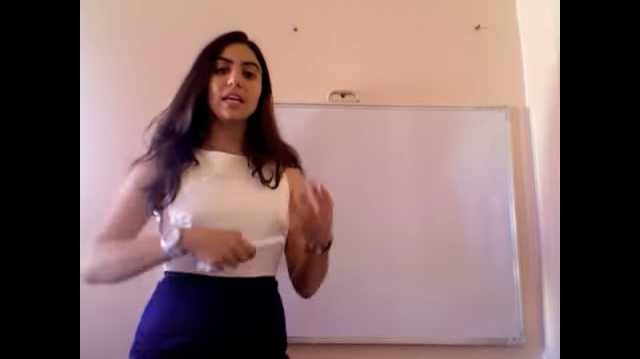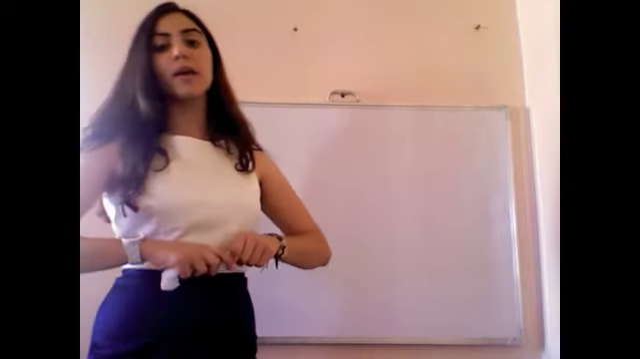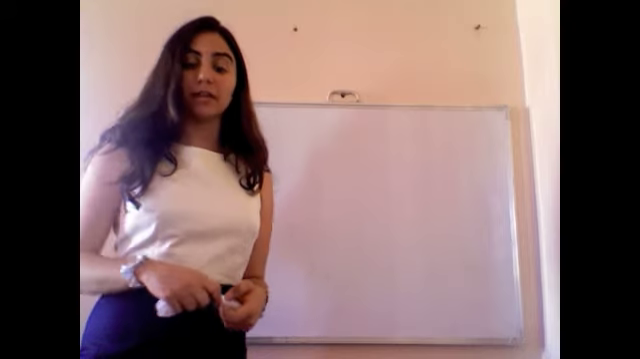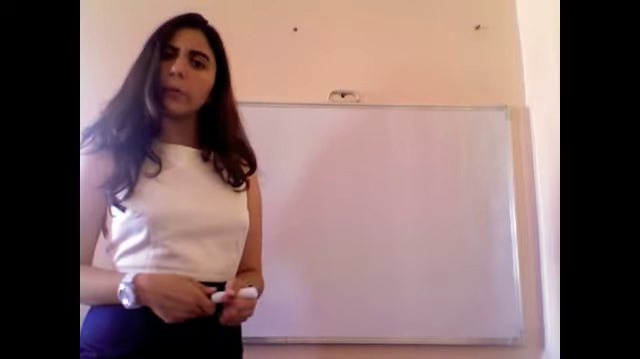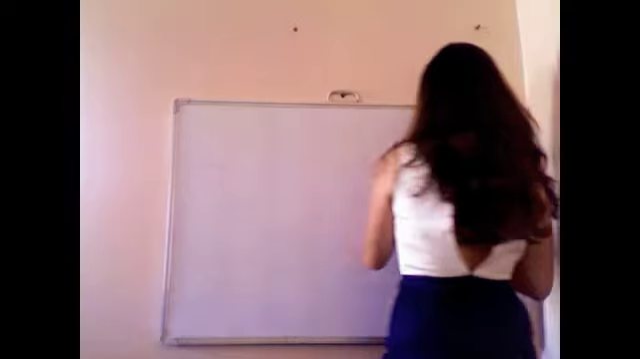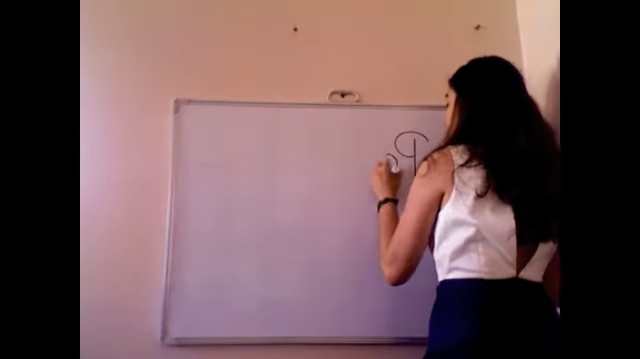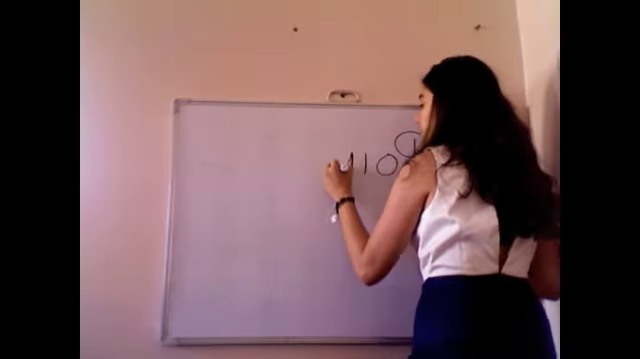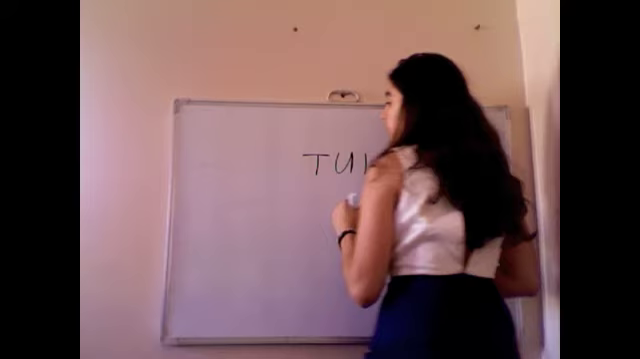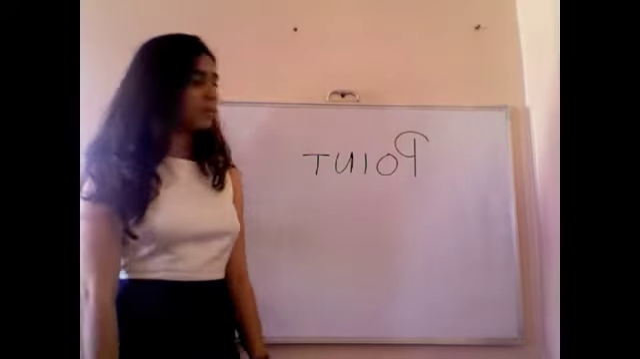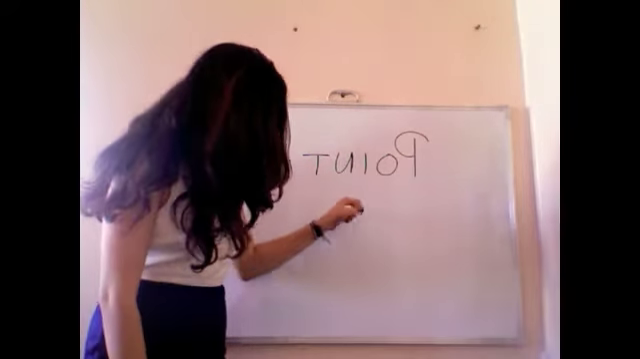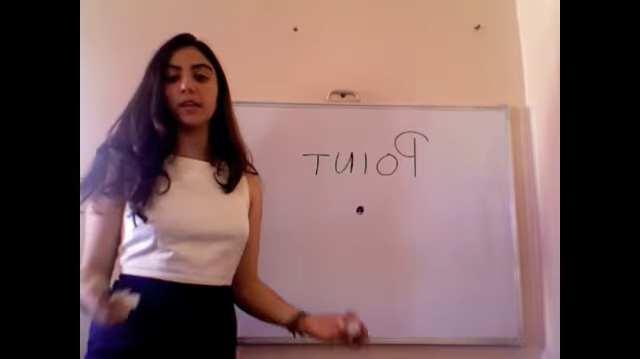Chapter 1, Section 1. Identifying points, lines, and planes. So, let's start with points. What is a point? A point, most of the time, is represented by a dot, and it doesn't have any dimensions at all.